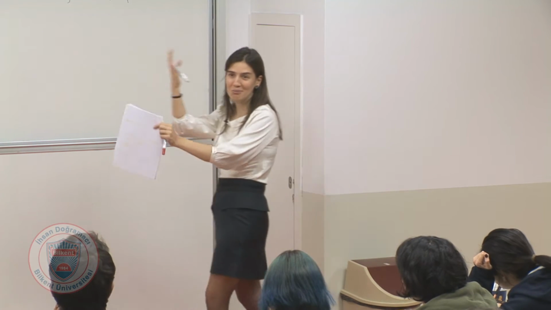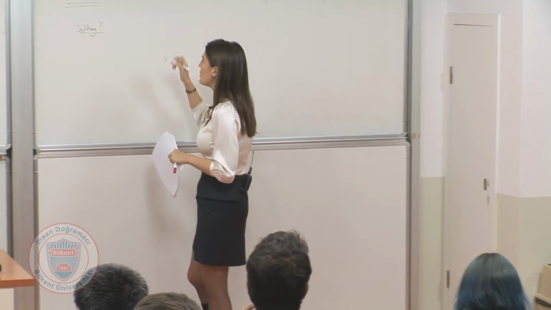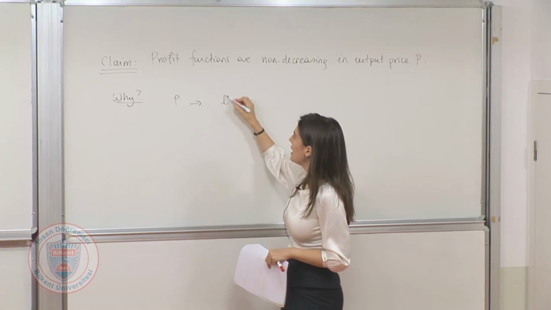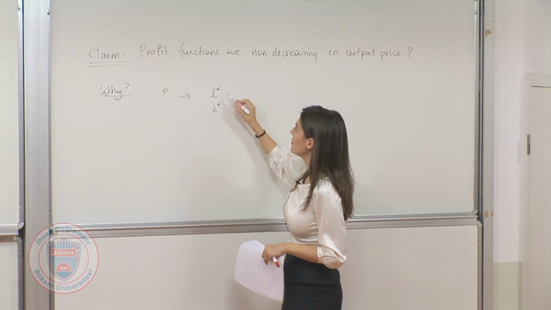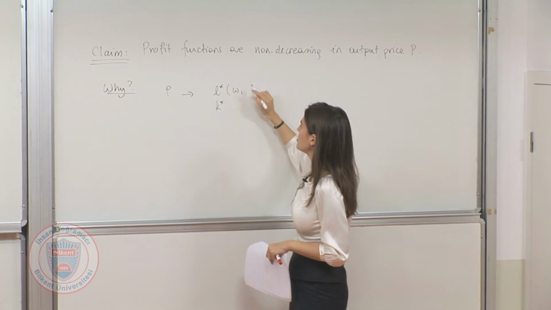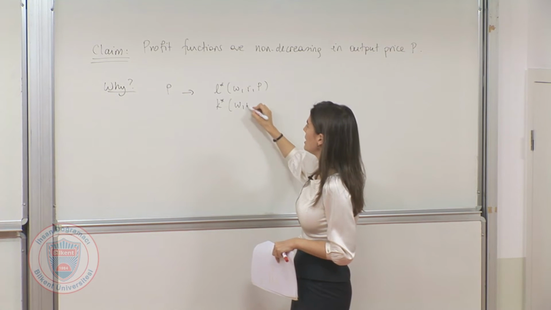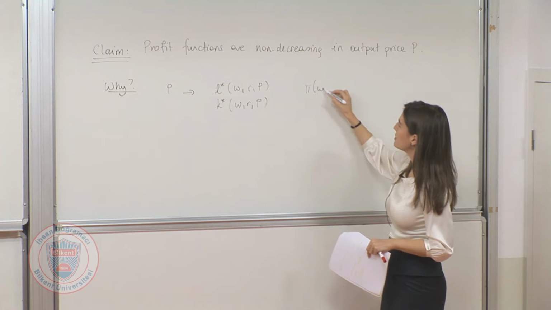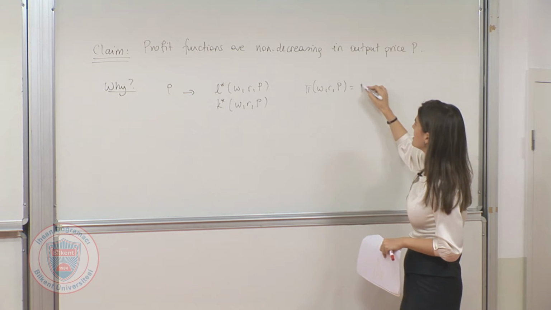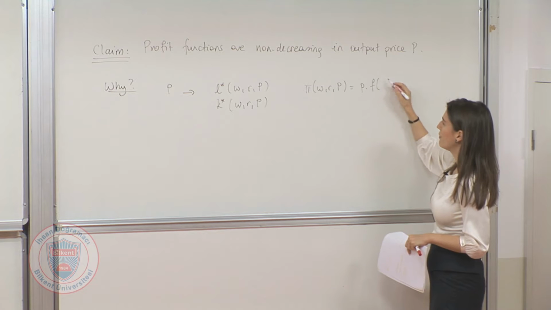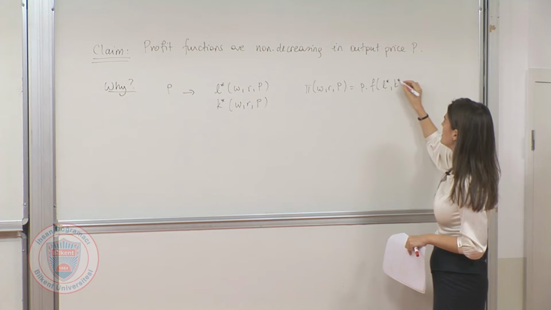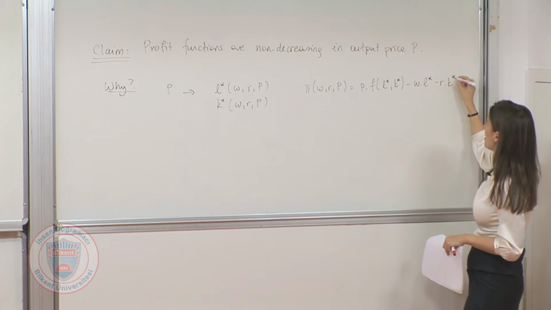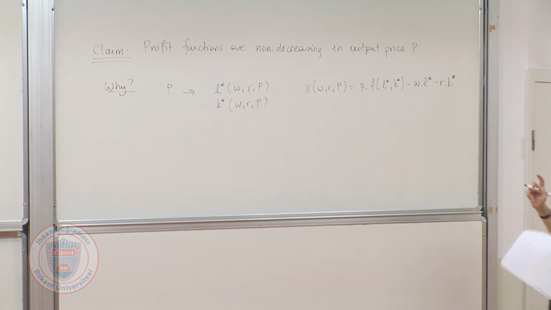Okay, let's try to see. Suppose that when the price is P, the optimal amount of labor and the optimal amount of capital that you use are these, at wage, R, and P. So what is profit in this case? Profit at wage, R, P is P times F of L star, K star, minus wage times L star, minus R times K star.